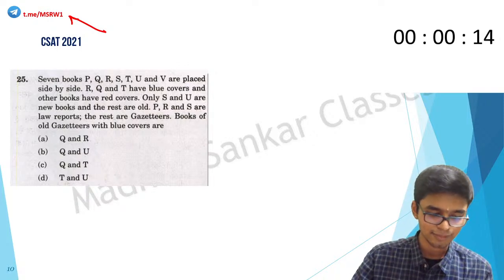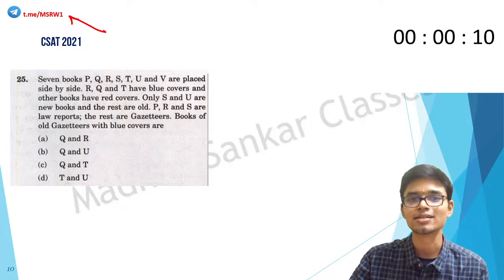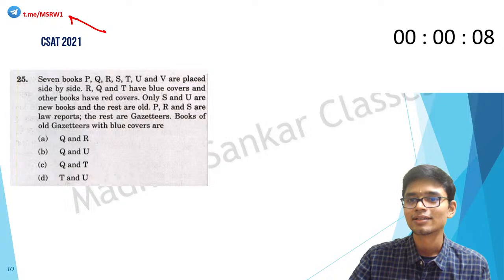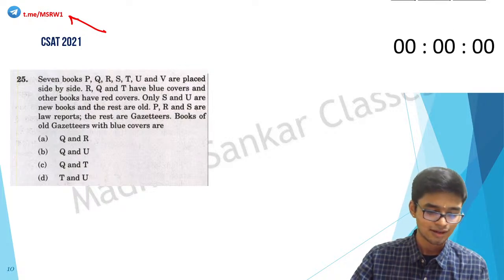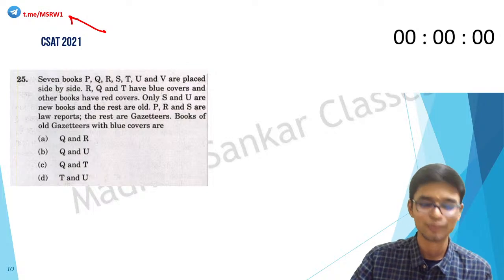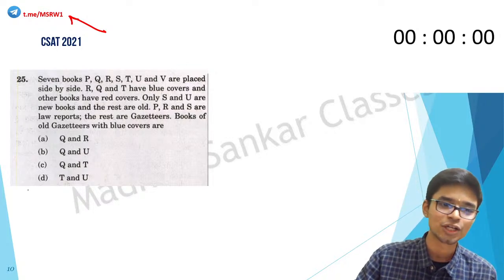Okay, Prabha, welcome. Prabha is saying it is C, Q and T. Sangeeta, sorry, Khushbu is also saying it is C. All right. So yeah, both of you got that right. Correct answer is indeed Q and T.